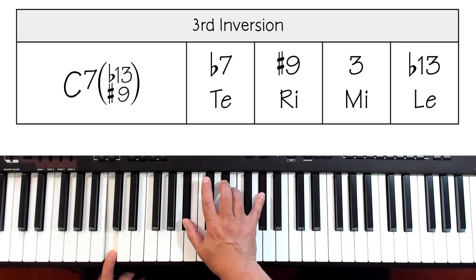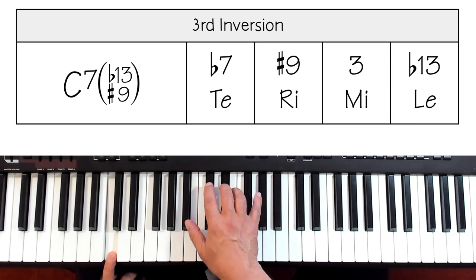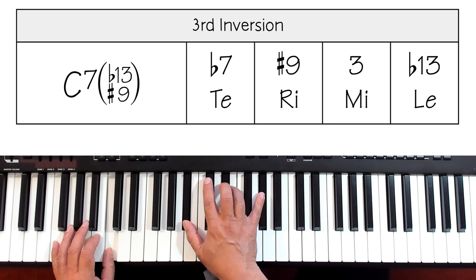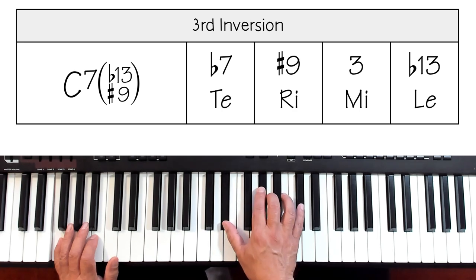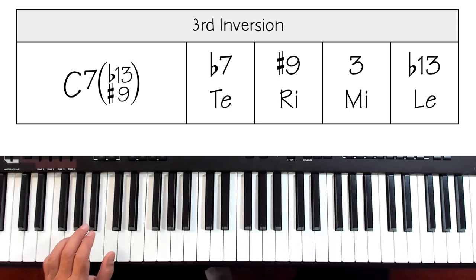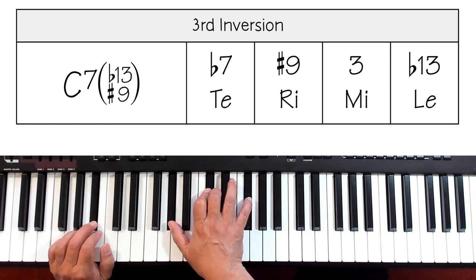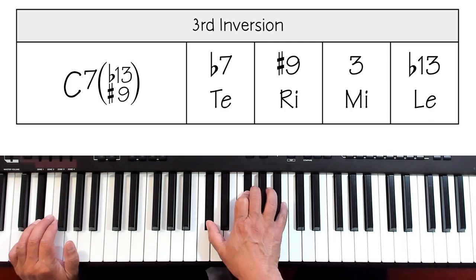So now we're going to build our voicing. And we're going to sing every note. Te, re, mi, le. Let's go through the cycle of fourths. Easy, everybody knows the cycle of fourths. F. Next chord. Te, re, mi, le. B flat. E flat. Te, re, mi, le.